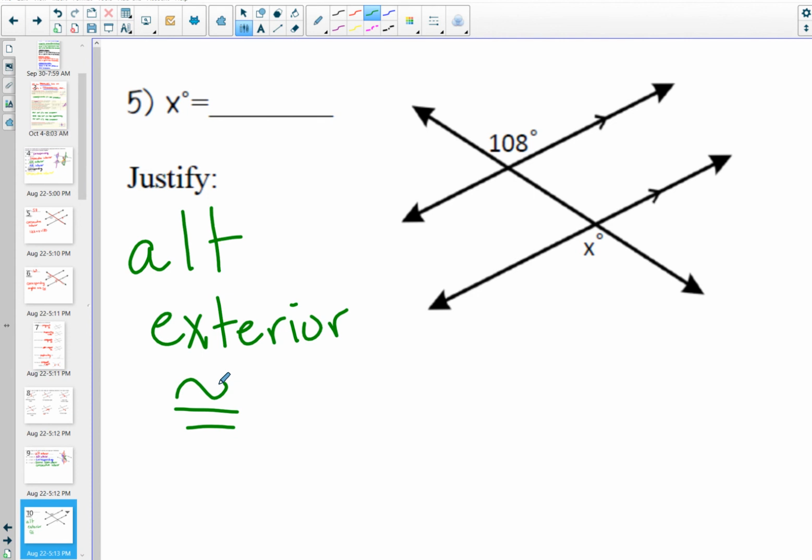Okay, so if this angle is 108, and it's an alternate exterior angle with my x, how much is x? 108. Okay, are we good? Someone this morning actually wrote 180. They're congruent, they're equal. And just flip-flop them. All right, any question on this one, how we got it?